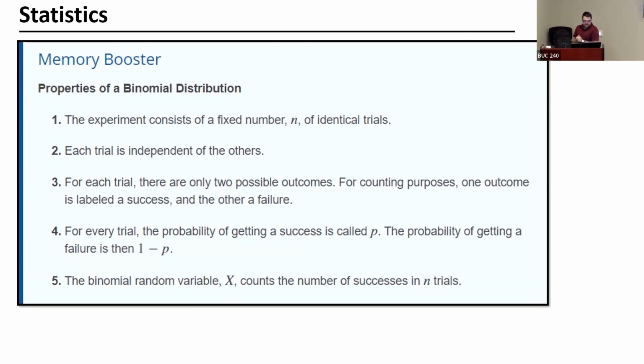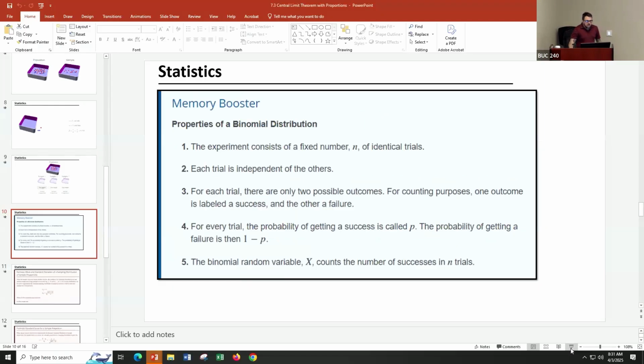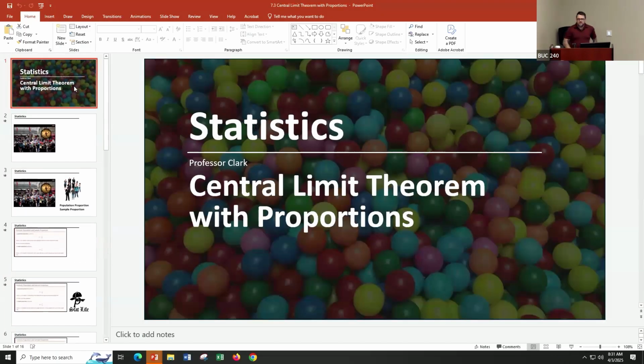Remember, we stopped in 7.3. So you can kind of see the title screen, so you remember where we're at. Central limit theorem with proportions. Okay, so we're learning about central limit theorem. Then we did central limit theorem with means. Now we're doing central limit theorem with proportions.